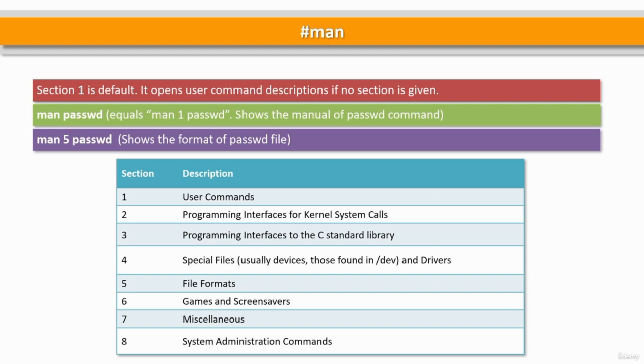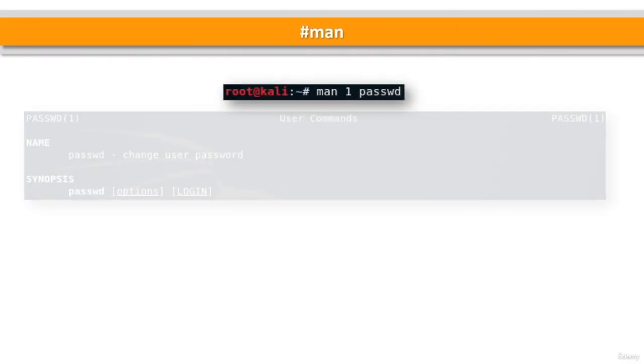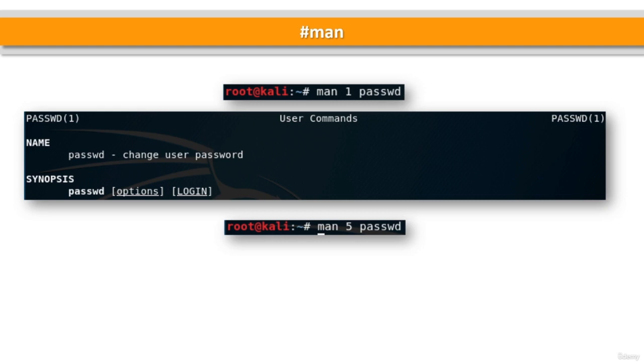And this table shows the available sections. Section 1 is default. It opens the user command descriptions if no section is given. Now, if you run man passwd, it shows the manual of the passwd command.